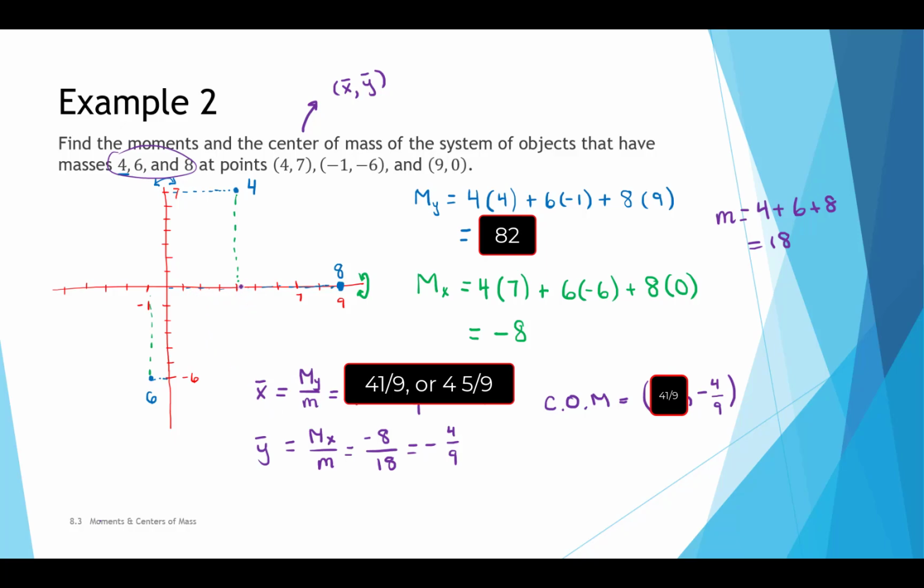As far as understanding, that's x value 4 1/9 and y value a little bit less than 0, so about here. So if we took the entire mass of 18 and concentrated it right there, the moment about the y-axis and the moment about the x-axis would be 74 and -8.